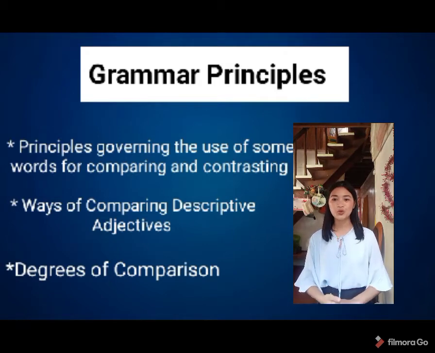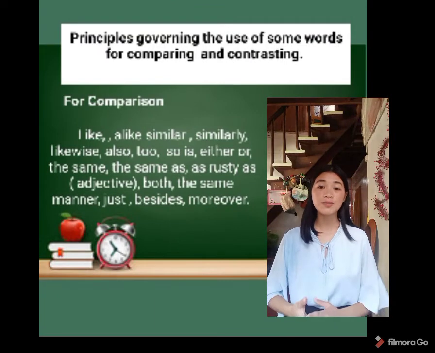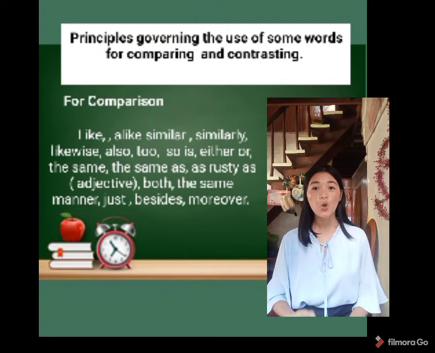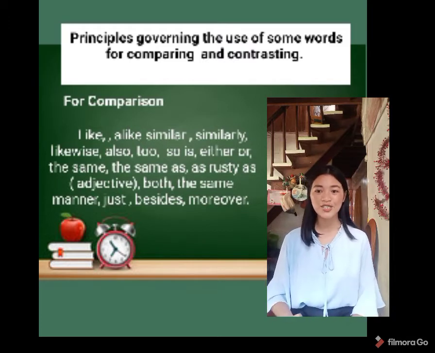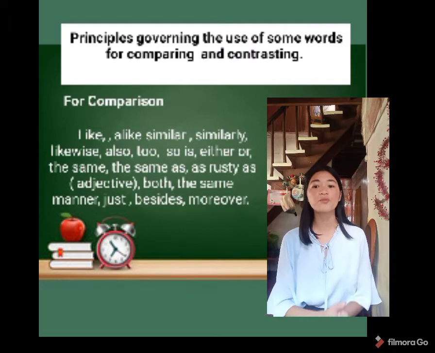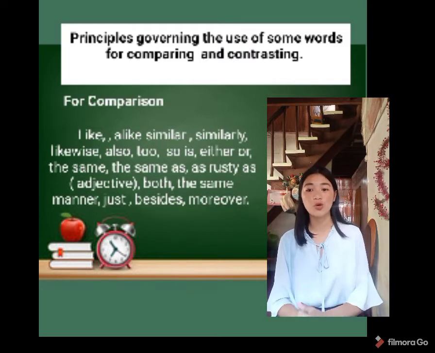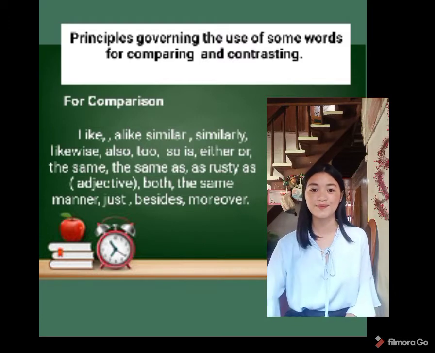Now let's move on to grammar principles. We will tackle here the principles governing the use of some words for comparing and contrasting things, the two ways of comparing descriptive adjectives, and the degrees of comparison. First, the principles governing the use of some words for comparing and contrasting things. In comparing and contrasting things, we need to know and consider the principles governing the use of words to compare and contrast the two things.